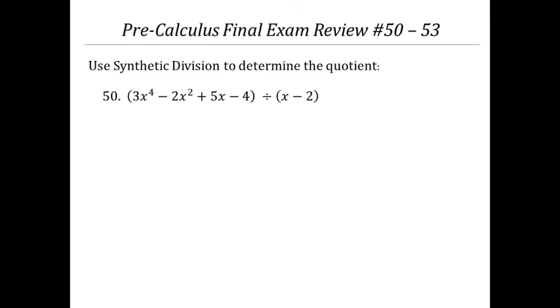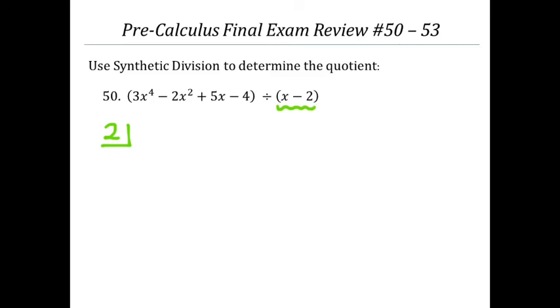So remember with synthetic division, first of all, over here on the side in a box, we put whatever value of x makes the binomial equal to 0. And so in this case, that's going to be a positive 2. Then we want to list the coefficients of the terms in our polynomial.